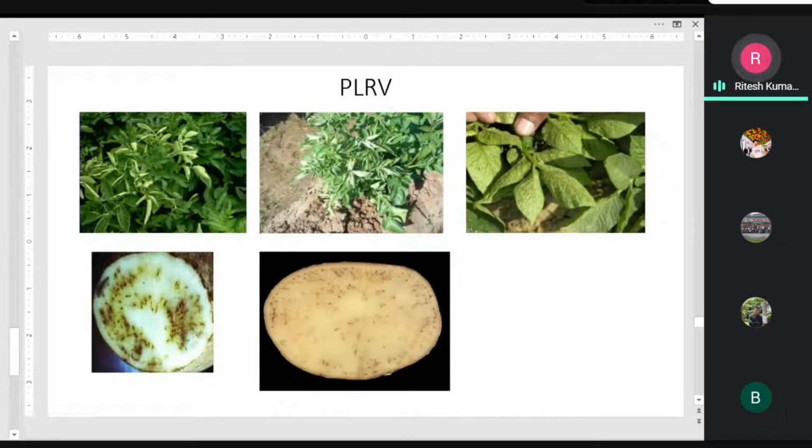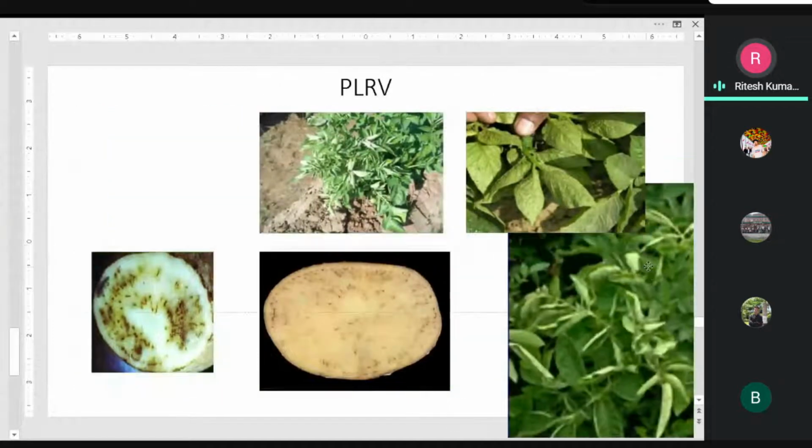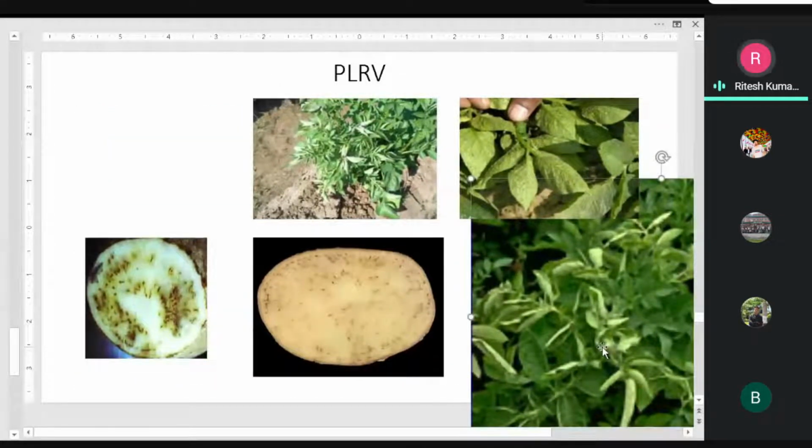Next is potato leaf roll virus. So this is a very important virus. In case of potato leaf roll virus, earlier in the case of PVM there was also rolling, but it was soft rolling. In this case, the rolling is very prominent. This is more observed on the upper leaves. So there is rolling of the upper young leaves. Infected leaves are very upright and they turn yellow.